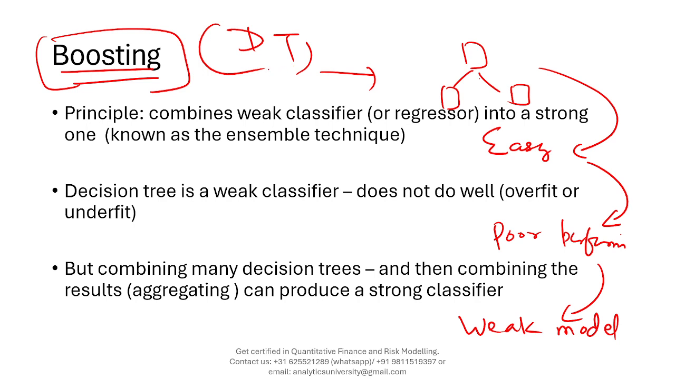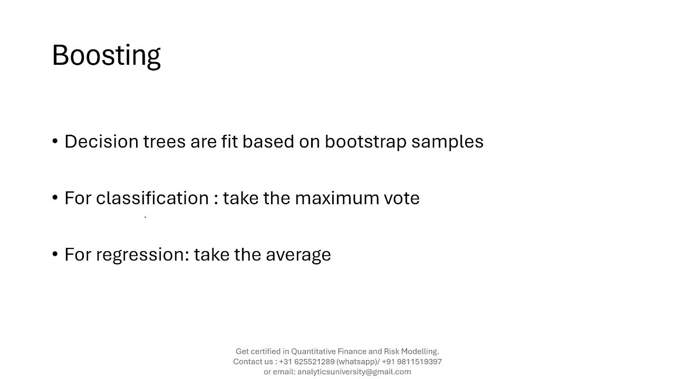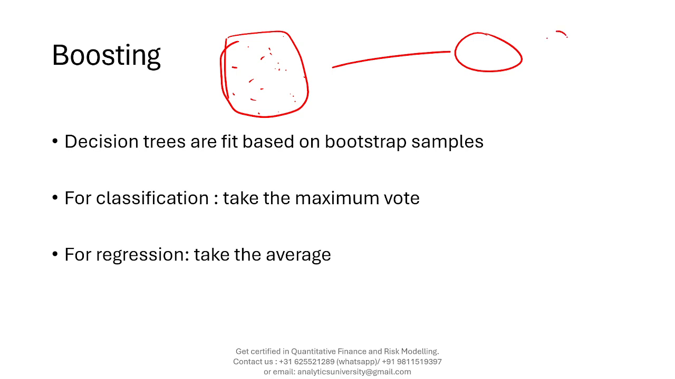Now, a single decision tree is a weak model, a weak classifier or weak regressor. It is good to understand and easy to build, but it can also overfit, or sometimes even underfit. So the performance is poor, but an ensemble model does a better job. So here is the way you build such a model. You have a sample with many data points here. So what you do is you create many samples.